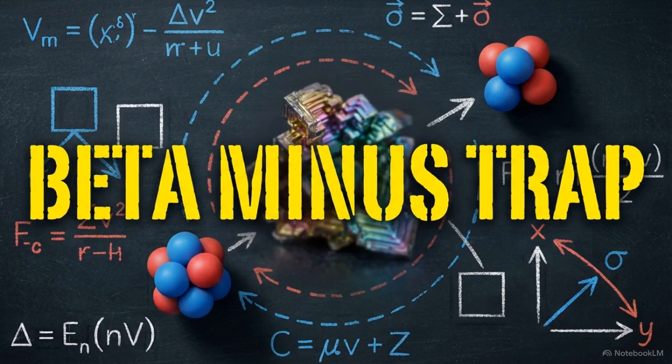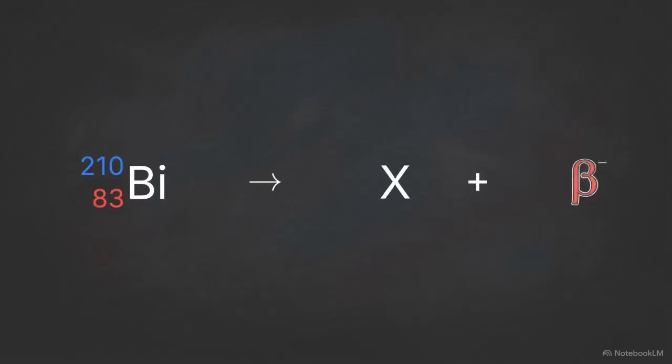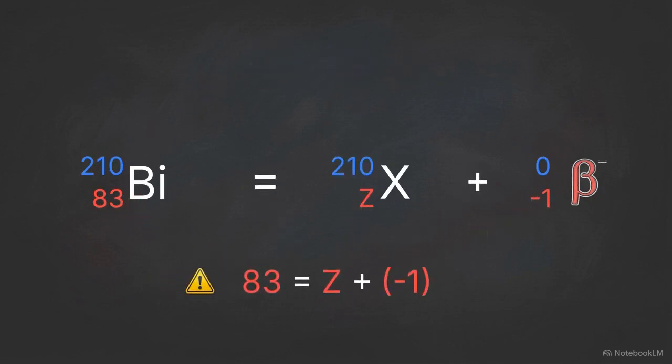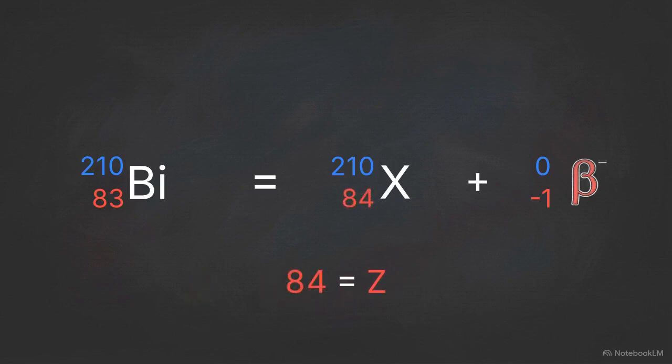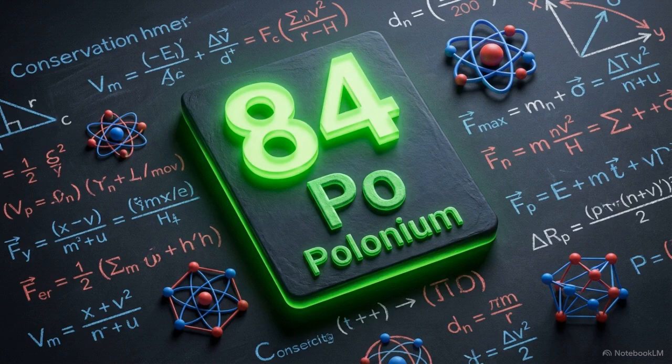Next, we will look at bismuth-210 undergoing beta minus decay, which requires careful attention to the bottom row math. We set up bismuth on the left, unknown X, and beta minus on the right. Beta minus carries a -1 atomic number. Be precise: 83 equals Z plus -1. Moving -1 across the equal sign changes it to +1, equaling 84. With an atomic number of 84, we can identify this element as polonium.